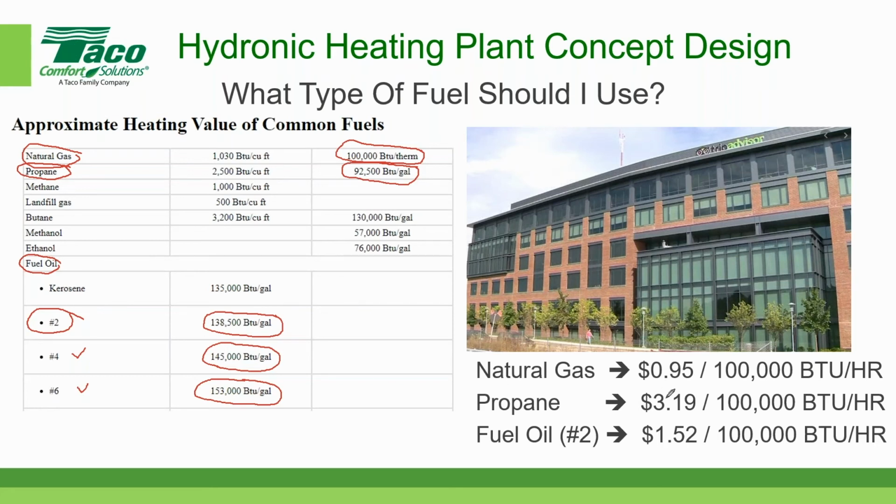Okay. I converted the cost for each of the three fuels that we're going to consider today into dollars per 100,000 BTUs. Natural gas is 95 cents per 100,000 BTUs, which is a therm. Propane, based on the prices that I showed you a moment ago, is about $3.19 per 100,000 BTUs, and fuel oil number 2 is $1.52 per 100,000 BTUs. So by making them all equal to 100,000 BTUs, you can see that in terms of cost of the fuel, natural gas is definitely the winner.